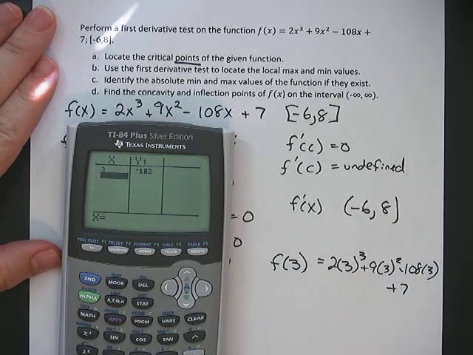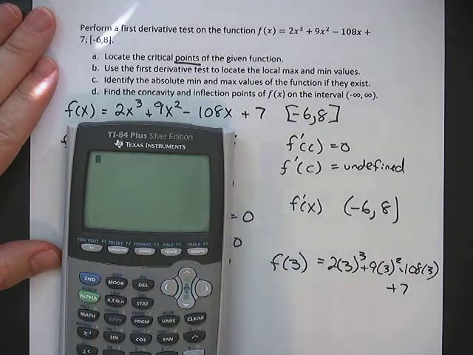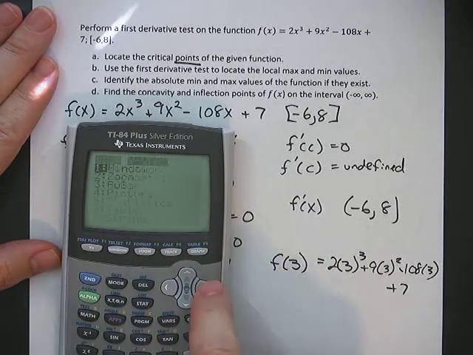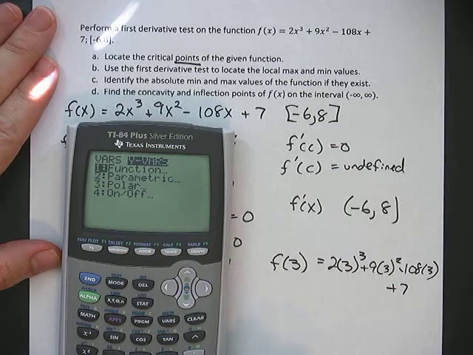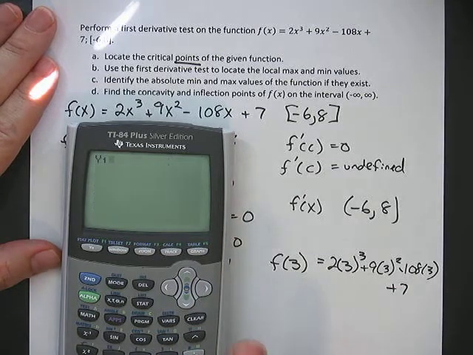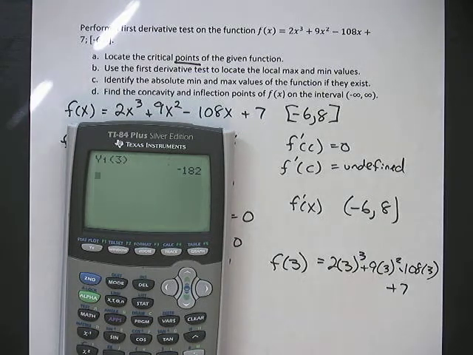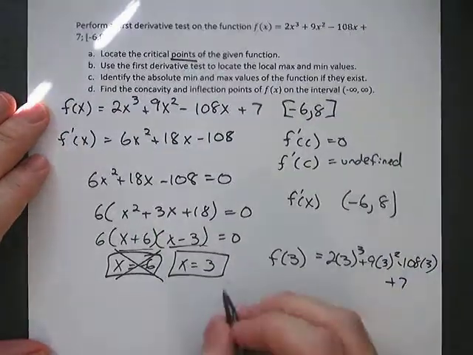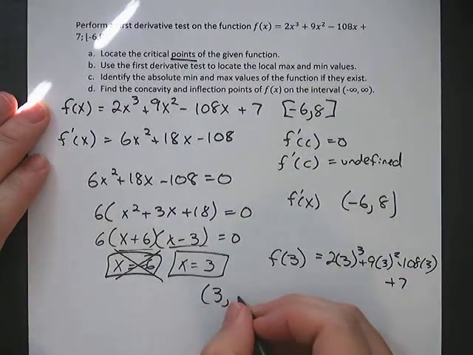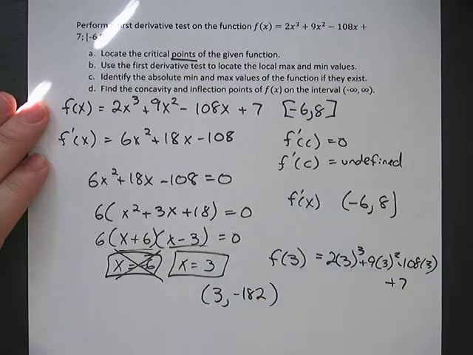And what number do we want? 3. So -182. Another way of doing it, since you have the function typed in, hit vars, go over to y vars and hit enter on function and enter on y1, open parentheses and type in 3 and hit enter. It also gives you the function value if you plug in a 3. So the critical point of this is 3, -182. That takes care of A. B.